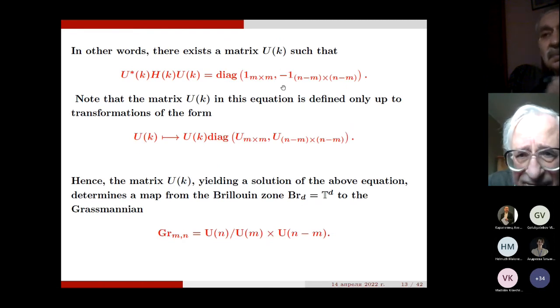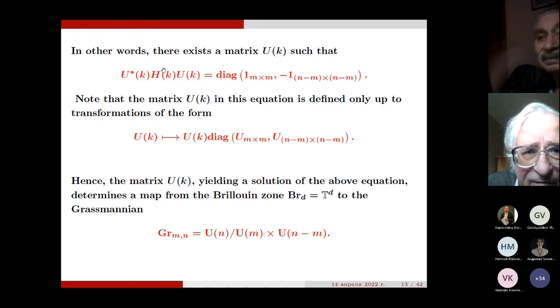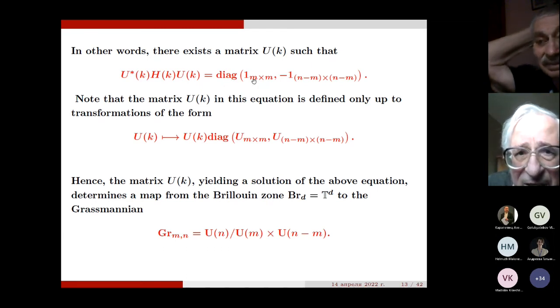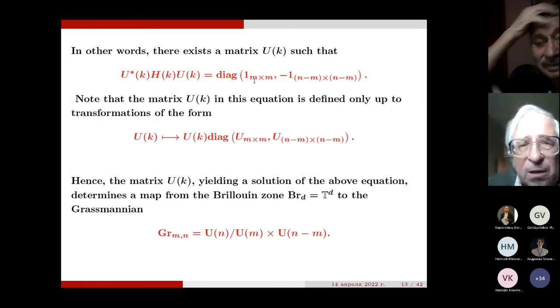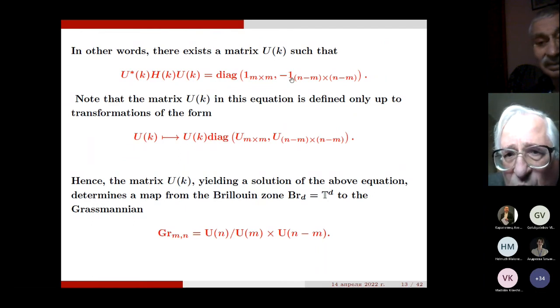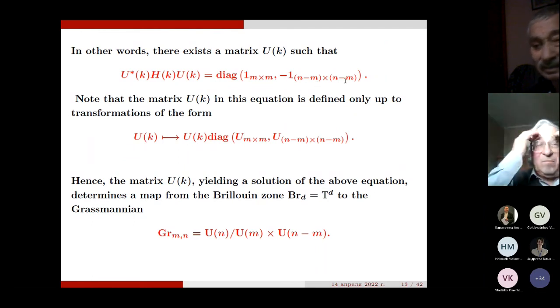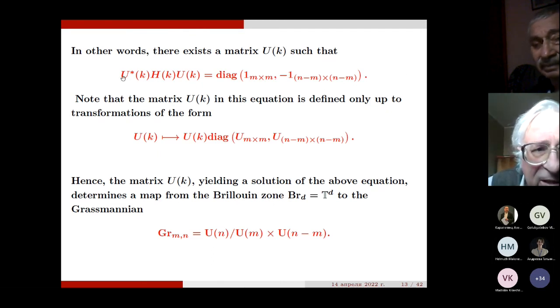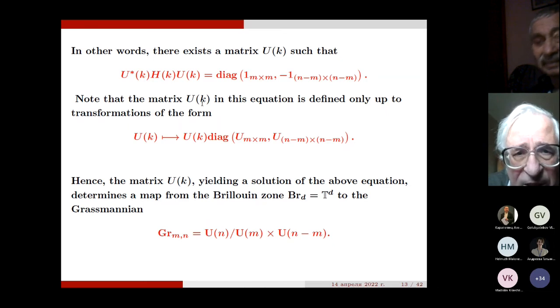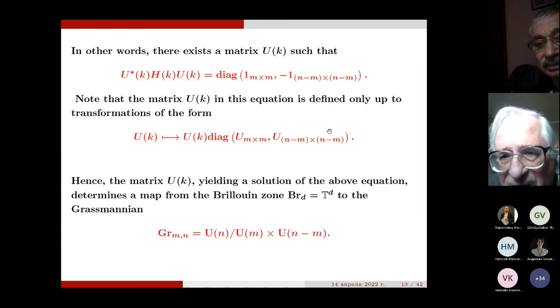In other words, what does it mean that we have such a deformation? It means that there exists a matrix U of k such that conjugation of this H of k with respect to this U is just a block diagonal matrix, where the first block is the unit matrix of size m by m, and the other block is minus the identity matrix of the complementary dimension. Note that the matrix U of k in this equation, we want to use it to define the topological invariant. First of all, the matrix U of k in this equation is defined only up to transformations of this form. So we can multiply it by a block diagonal matrix consisting of unitary matrices of such sizes.